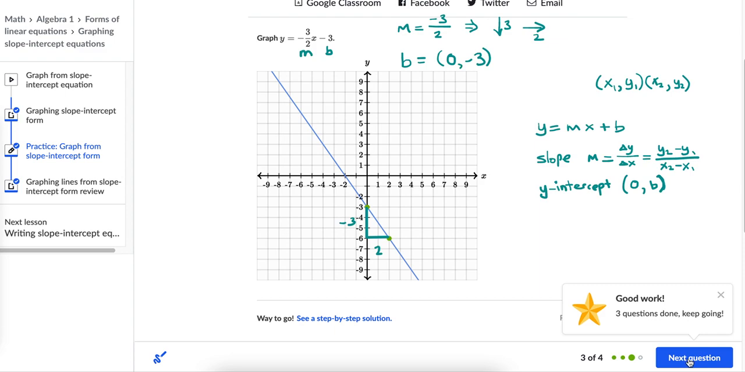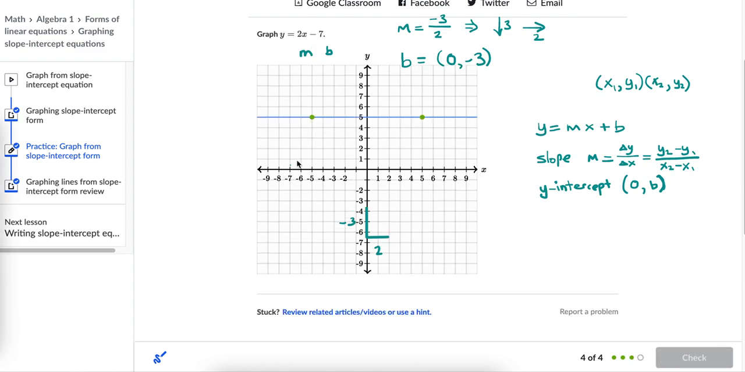All right, let's look at another one, and cleaning this up again before we start. Okay, another one here. We have two things we're looking for. Our slope m is 2, and that's the same as a fraction, 2 over 1. Okay, and so that means that we're going to have to go up 2 and across 1.